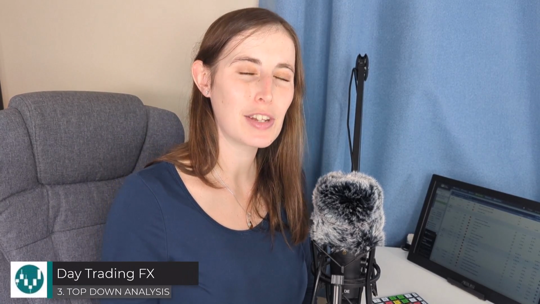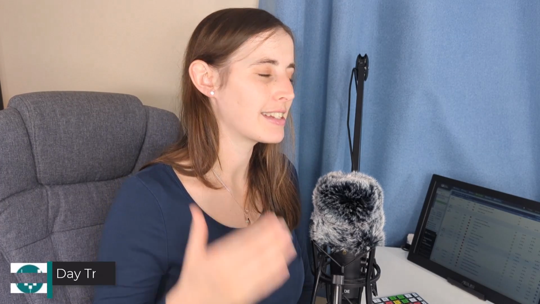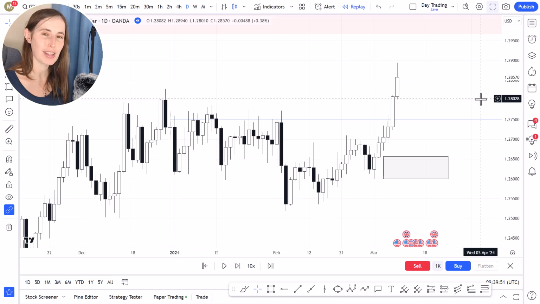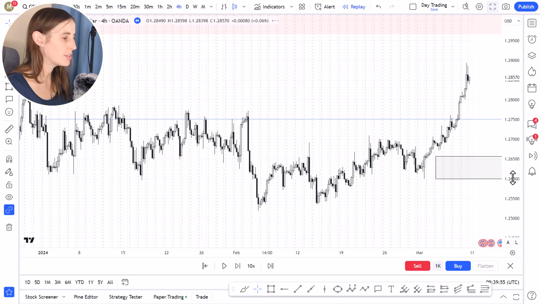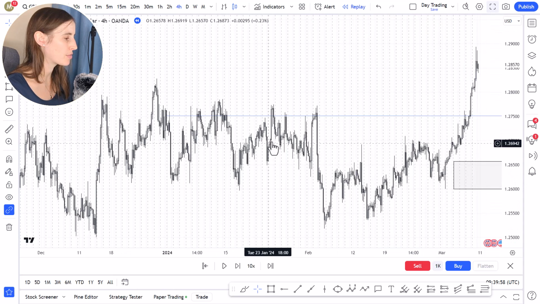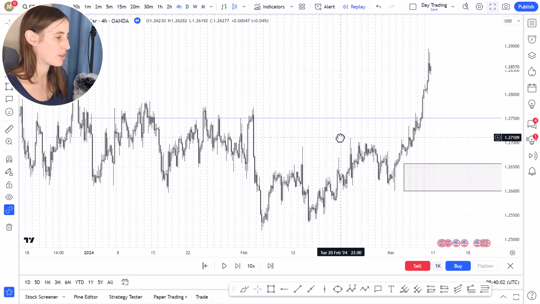Step 3, we move into top-down analysis. Now we've kind of already started this with step 2 because we've started with the daily. From the daily, I like to carry on coming down the time frame. So next I will drop to the 4-hourly time frame. Now, I don't really do a lot here. I just get more information from the candlesticks and it helps me to just fine-tune my trading plan.